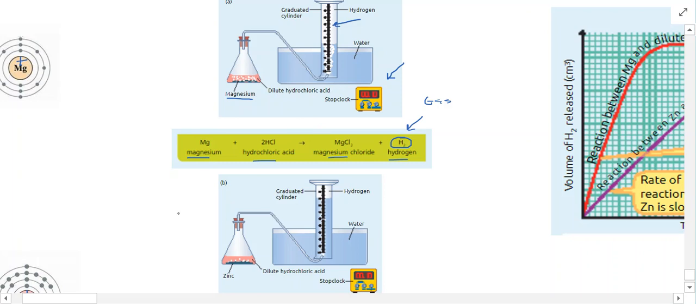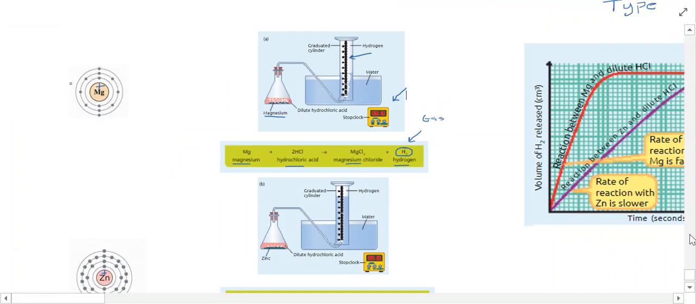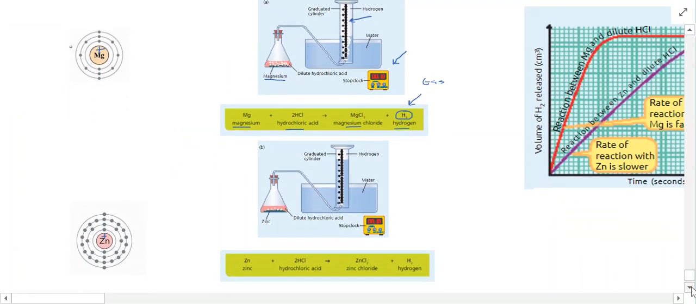Now, if we do exactly the same thing, using all the same materials except we change one of the reactants. In this experiment here, we're using magnesium, whereas in this experiment here, we're using zinc instead. Everything else is the same. The only thing that is different is the zinc. So you get this chemical reaction happening between the zinc and the hydrochloric acid, the pink stuff, with the zinc at the bottom.